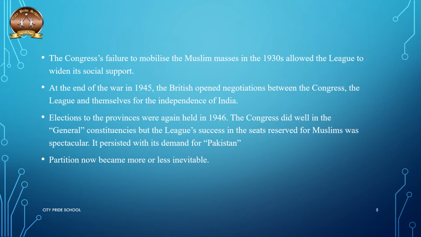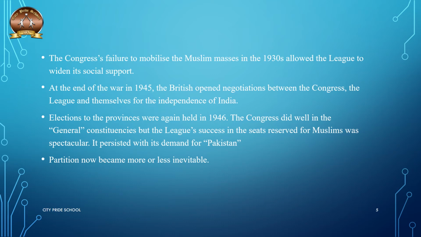And even in 1937, Congress rejected League's desire to form a joint Congress League government in the United Provinces. So this also annoyed the League. Even children in 1940, the Muslim League demanded independent states for Muslims in the north, west and eastern areas of the country. Though at that time they didn't mention partition or Pakistan.